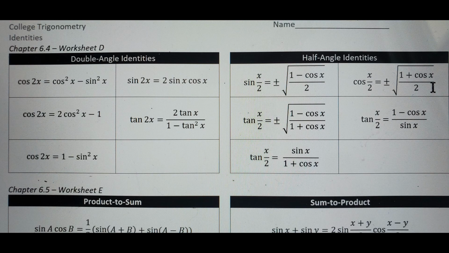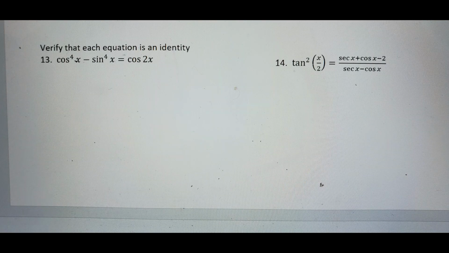If you have any questions on this, let me know and I'll address it in the next video. And then down at the bottom, you are doing some verification. So like on 13, you're going to try and make the left side look like the right side, I guess. And then on 14, I would definitely start with the right side. Oh, God, that one's hard. So, yeah, give those a shot. Those are really tough. I would do tangent squared of x divided by 2. That's a half angle theorem, so I would figure out how to deal with that squared and go from there.